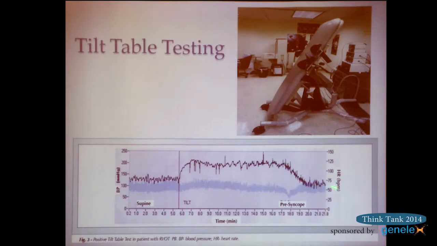But the blood pressure seemed to recover here. So this patient had, it's hard to know exactly what came first, but there's certainly a vasodepressor response, but there's a simultaneous bradycardic response as well. Anyway, that's what a tilt table accomplishes.